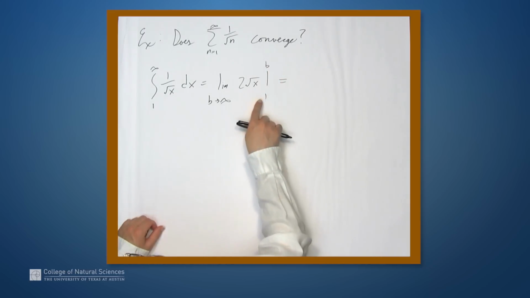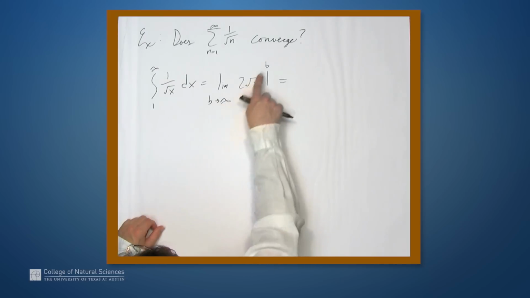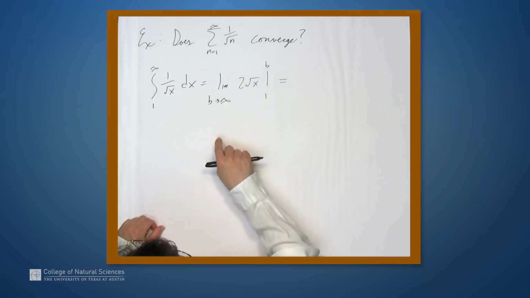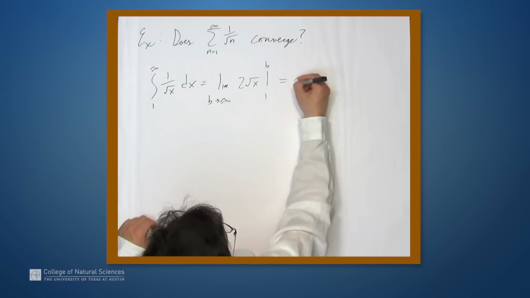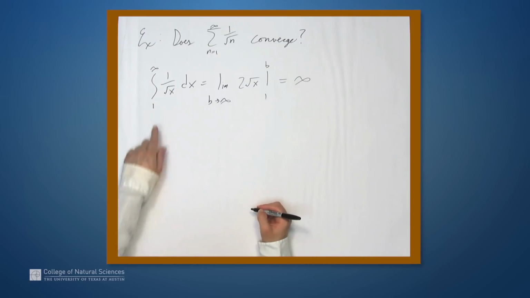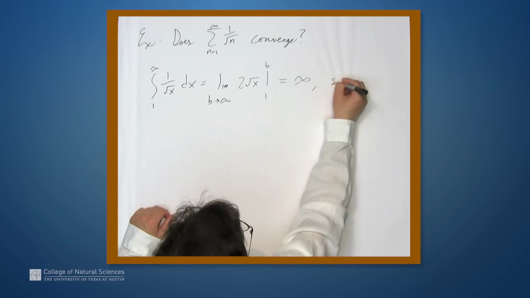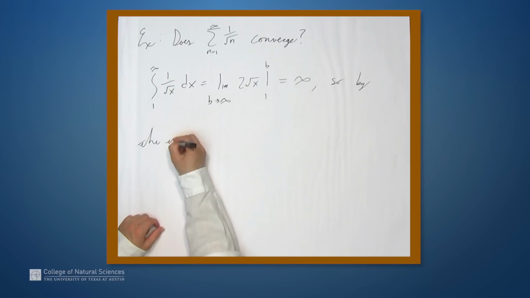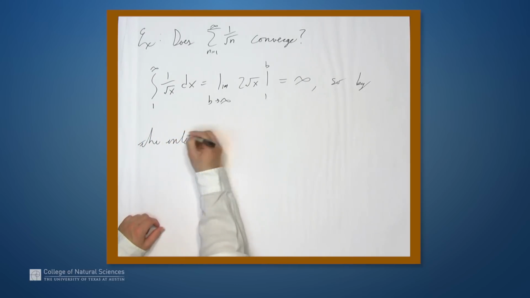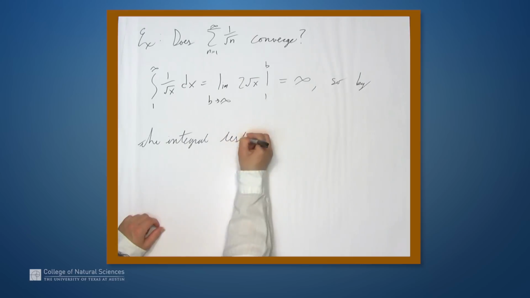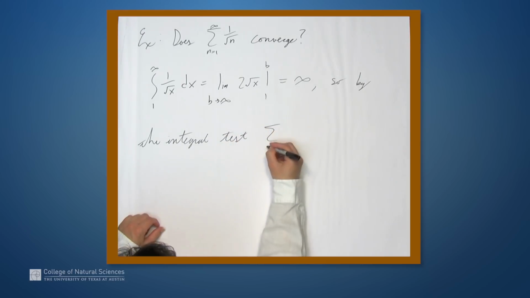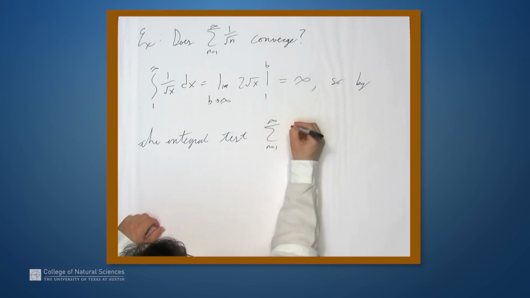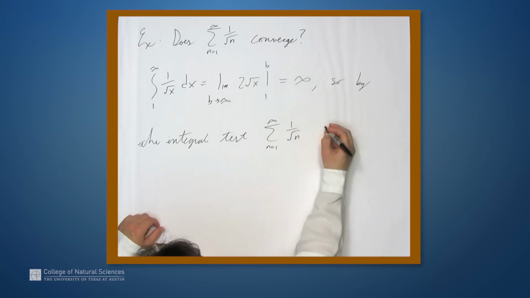Now, square root of 1 is just 1. As b goes to infinity, 2 times the square root of b also goes to infinity. So this is infinity. This integral diverges. So by the integral test, the series from n equals 1 to infinity 1 over square root of n diverges.